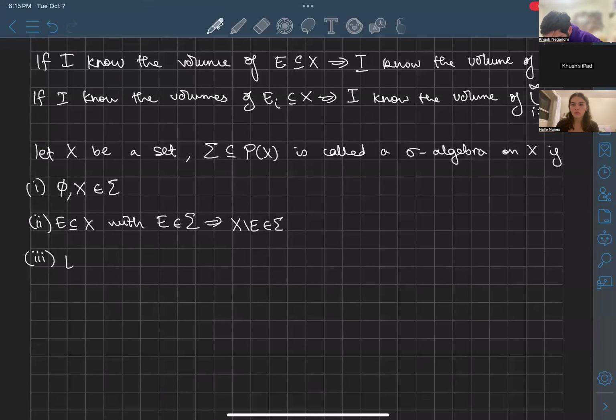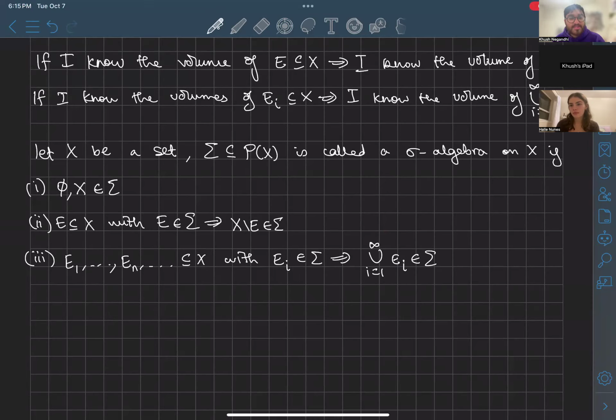Finally, E1 to En subset of X with Ei in sigma, then the union is in sigma. Okay. So it's almost like the conditions for topology. The only thing is I've replaced the finite intersection with complements, and instead of arbitrary unions, I've restricted myself to countable unions.